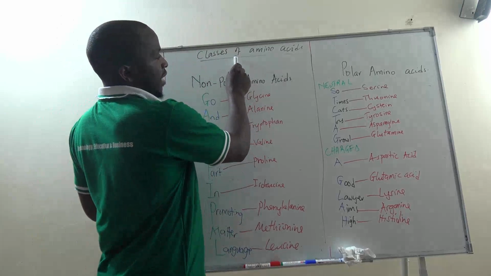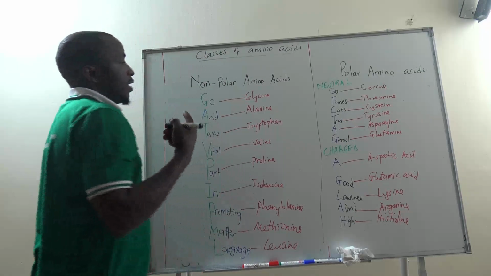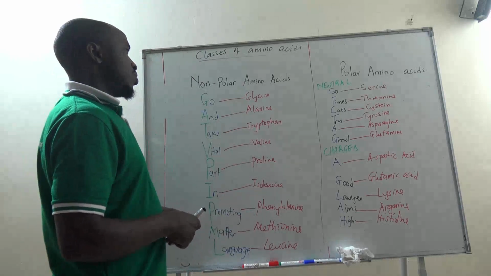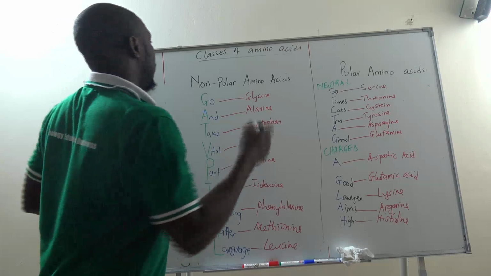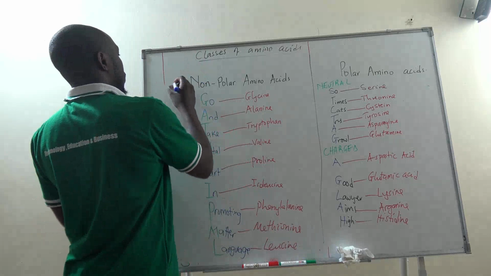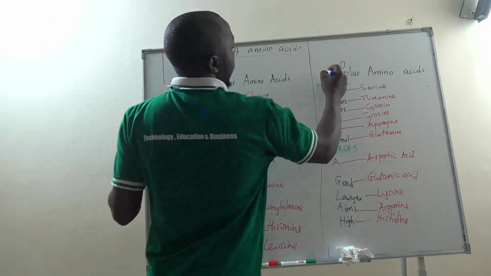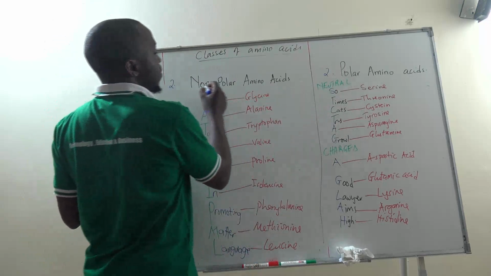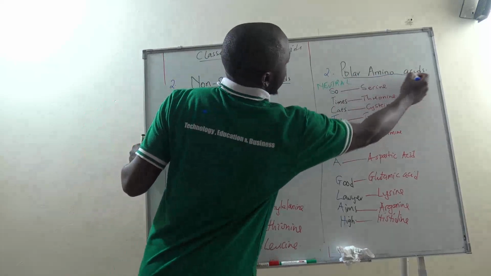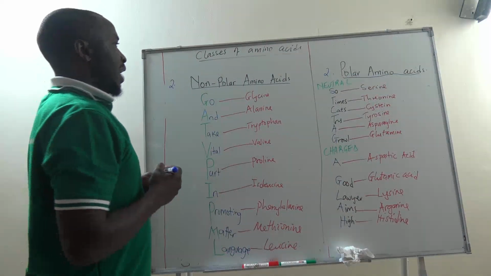Our main focus for now is the classes of amino acids. We have so far discussed essential amino acids versus non-essential amino acids. Let's go to category number 2. Category number 2: we can have non-polar amino acids. If it is not non-polar, then it is a polar amino acid.